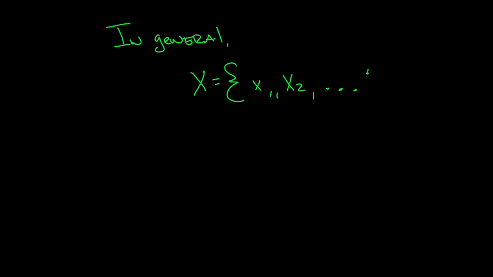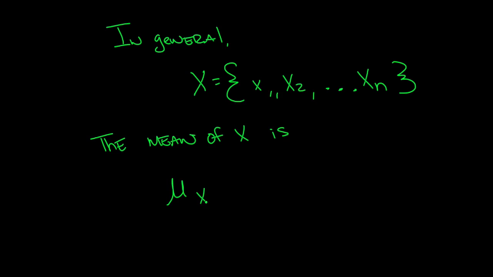Let's generalize a little bit further. In general, suppose we have a set x consisting of n arbitrary numbers. They exist, but I'm not going to tell you what they are. x1, x2, up to xn. The mean of x is, pretty easy to guess this now, mu sub x is equal to 1/n times the summation from I equals 1 to n of x sub I. That's the mean using sigma notation.